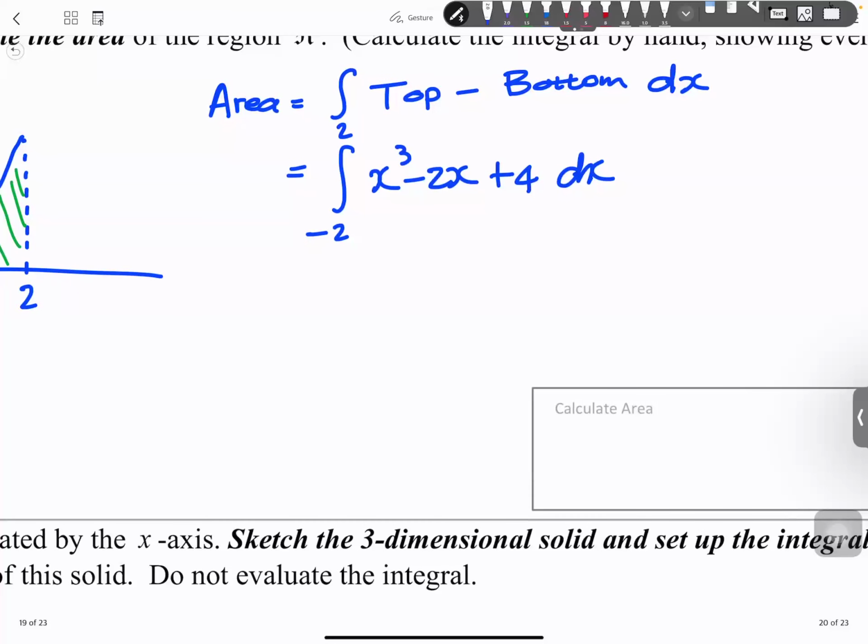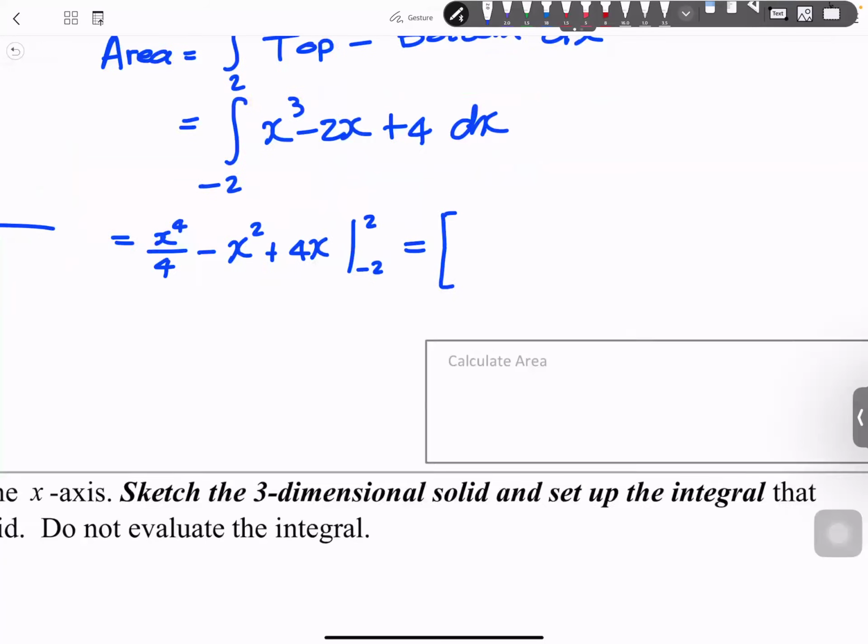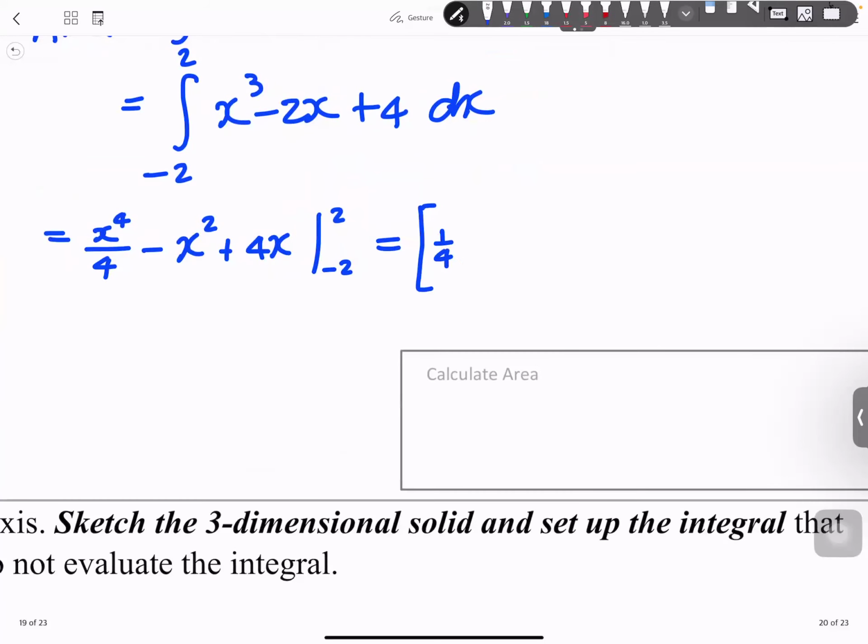They want to see if we can integrate too. Here we go. I'm not going to leave out any single step. So this is x to the power 4 over 4 minus 2x squared over 2, which is just x squared, plus 4x. And I'm evaluating from -2 to 2. So plug in top minus plug in bottom. If I plug in the top, I'm going to get 1 over 4 times 2 to the power 4 minus 2 squared plus 4 times 2.